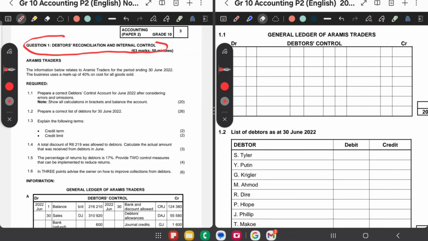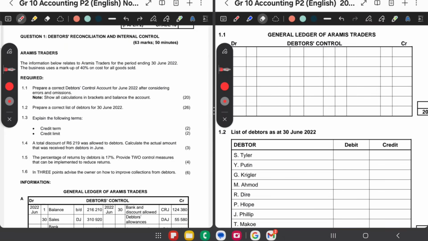Let's look at the debtors reconciliation question here. The question reads, the information below relates to Aramis Traders. For the period ending 30 June 2022, the business uses a markup of 40% on the cost price on all goods sold. Required: prepare the correct debtors control account for June, considering all the errors and omissions. Show all your calculations in brackets and balance your account.